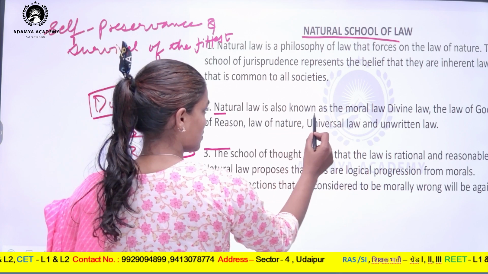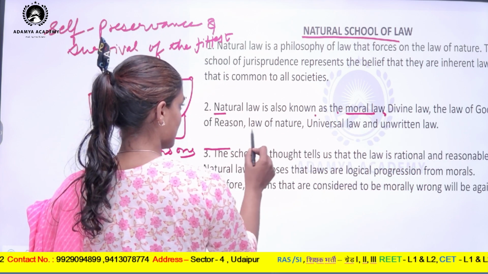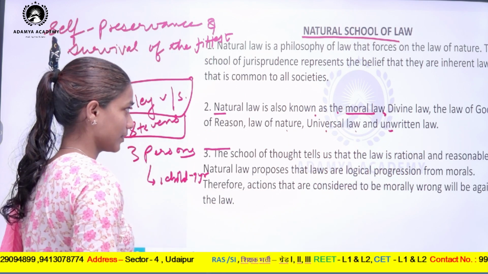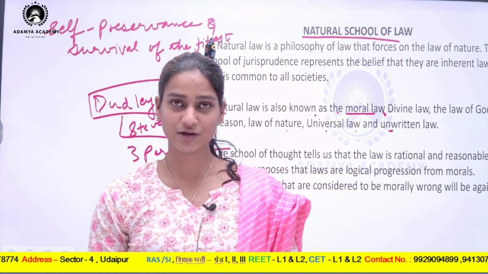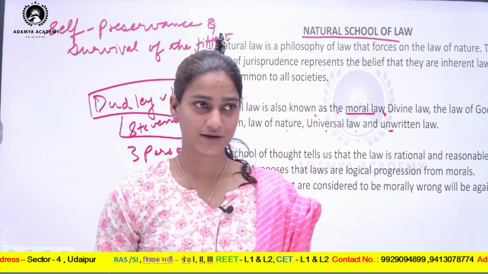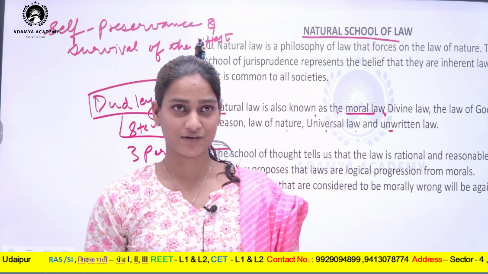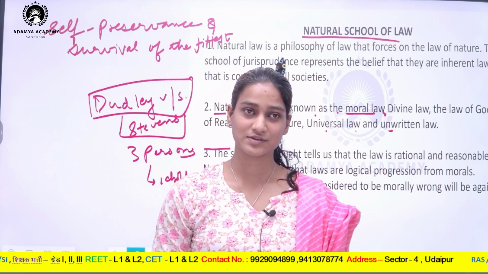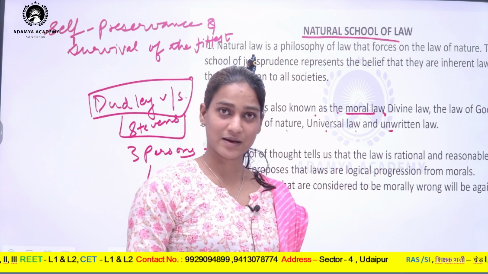Natural law is also known as the moral law, divine law, the law of God, of reason, law of nature, universal law, and unwritten law. We will see that there were various stages of development of the natural school of law. Earlier it was the law of nature, then as it began to develop, it became the law of morals, then universal law, and then human law. We will be studying the stages in detail.